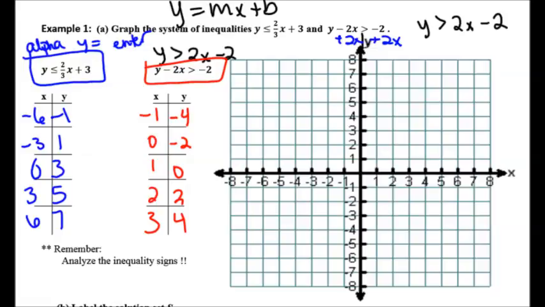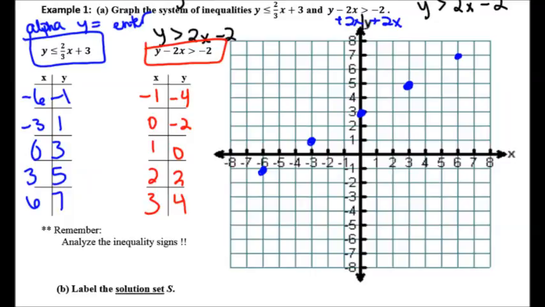Now, let's go back to our blue line and plot these points. -6, -1. -3, 1. 0, 3. 3, 5. And 6, 7. Now, before we graph the next line, we need to think about this. Okay? For the blue line, the inequality sign is a less than or equal to. So, am I going to connect these with a solid or dash line? You should be saying solid because it has the little equal to.